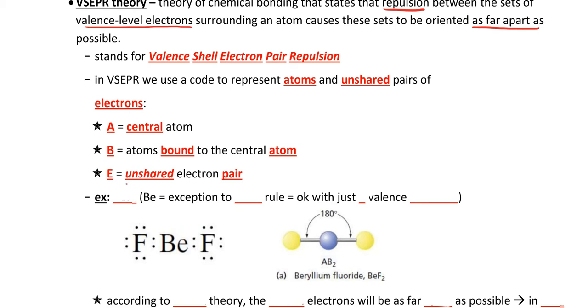Now, the unshared, it's italicized here, the unshared is crucial that you understand we're talking about electron pairs that are not part of a chemical bond. So we have a three-letter code here to represent different molecules. We have A representing the central atom, B represents the atoms that are bound to the central atom, and E represents unshared electron pairs around the central atom, actually. And maybe I need to specify that. So unshared electron pairs around the central atom.